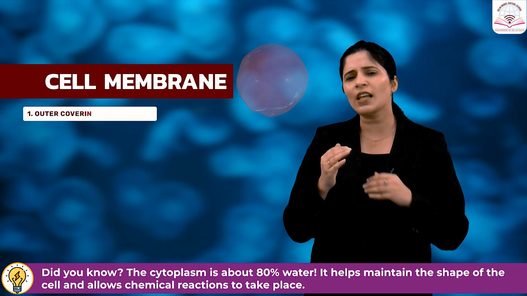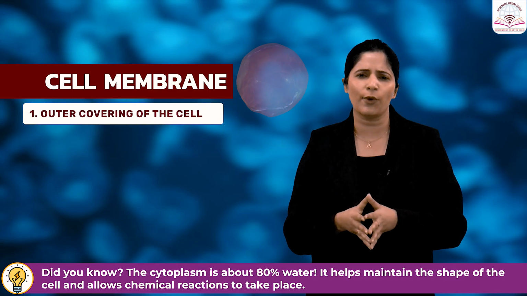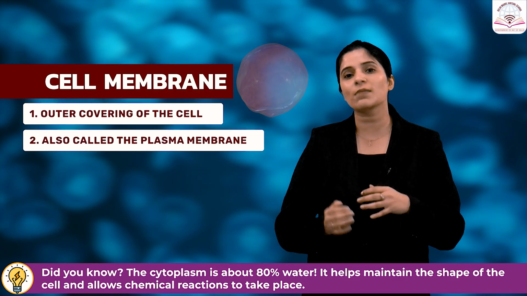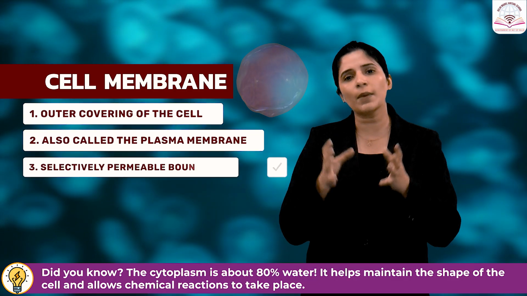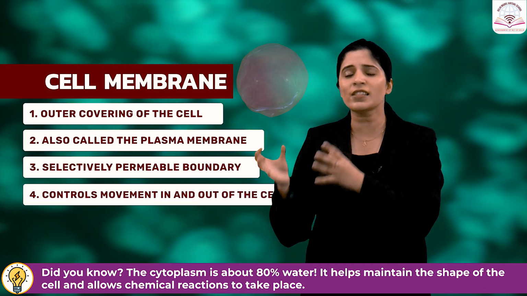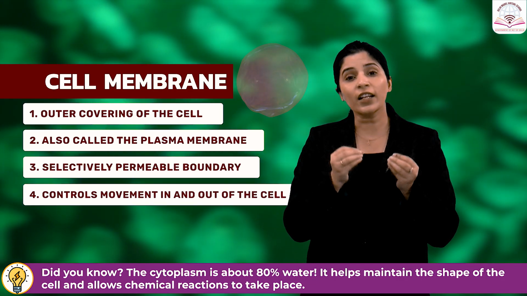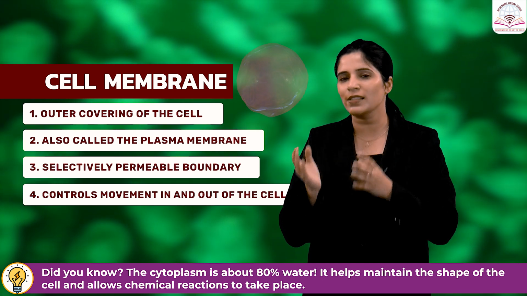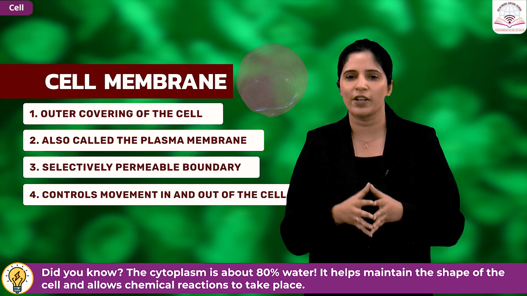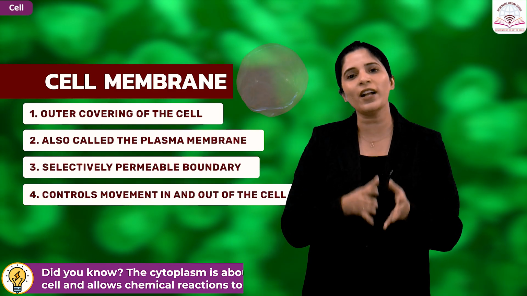Cell membrane is the outermost covering of an animal cell and it lies just beneath the cell wall in the plant cell. We also call it the plasma membrane. It is a semi-permeable membrane. This means it allows only certain substances to pass through and blocks the other substances. It controls which substances will come inside the cell and which will go out. It allows the nutrients to enter inside the cell and the waste products to leave.